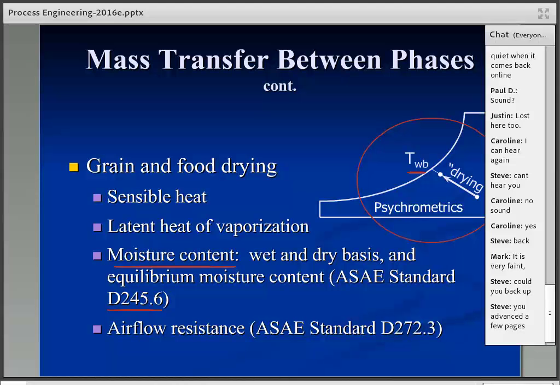And then with a lot of these drying problems, air is being blown through the material, the drying air, warm, dry air typically being blown through the material. And so the question of airflow resistance and how much airflow, what kind of fan size you need for that, comes up along with it. And so those are the issues that are going to come up in drying problems. So we'll look at some of those.